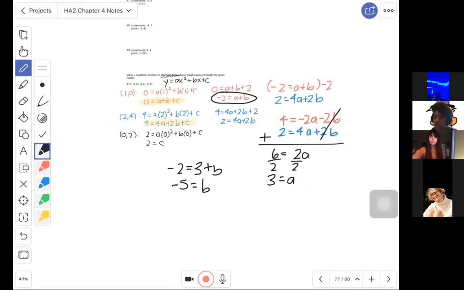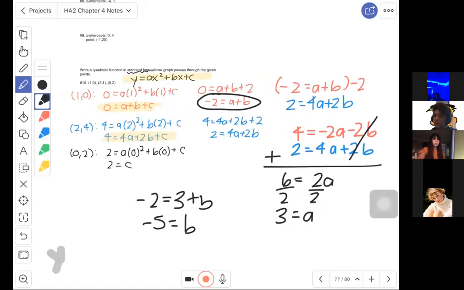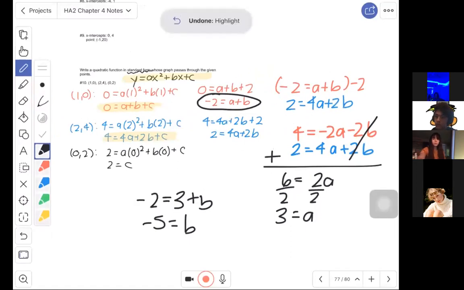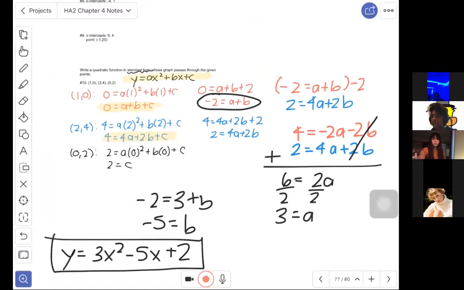So now we can take that a, b, and c and plug them in for that standard form that we first talked about. So y equals 3x squared minus 5x plus 2. And there's the quadratic function that goes through those 3 points. And remember, we can check. We can plug that into our calculator and look at the table. You want to go ahead and check. Questions on this one?